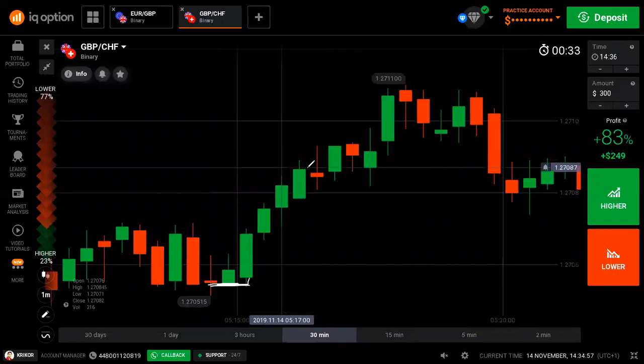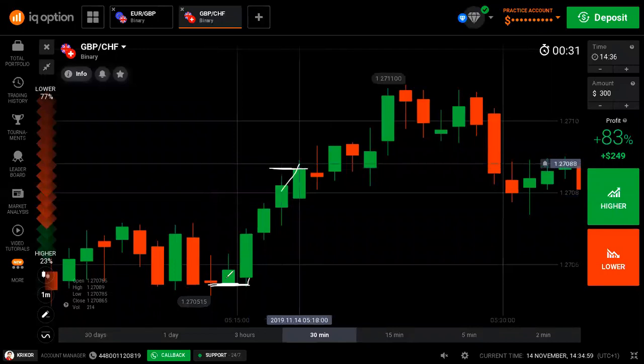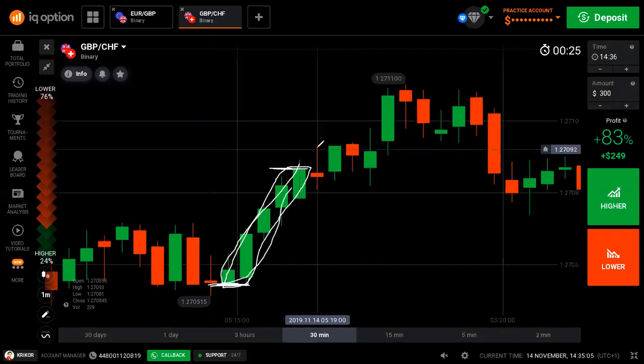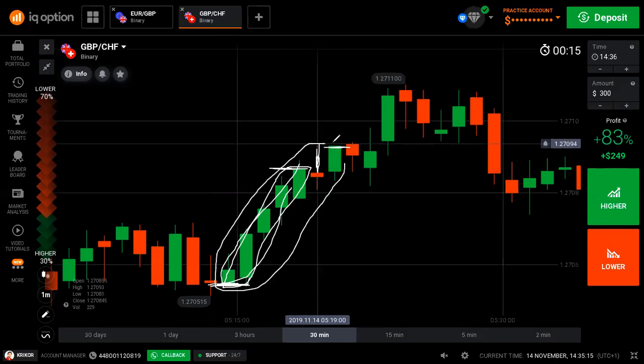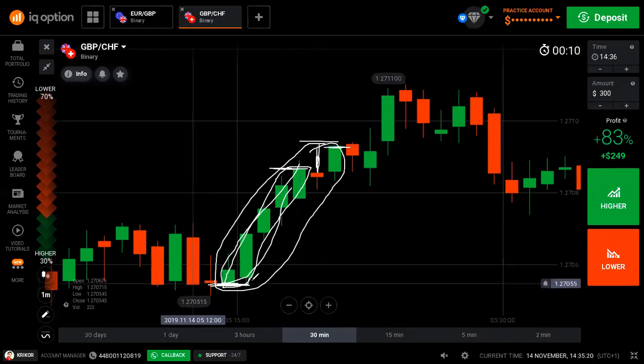From here to here, it's a momentum trend. You all agree with me. This is a momentum trend. But after this trend, you are seeing a red candle here. Then after this red candle, you are seeing a momentum candle. So can you now say from here to here is a momentum trend? From here to here, is it a momentum trend?